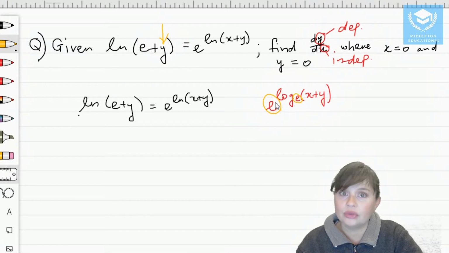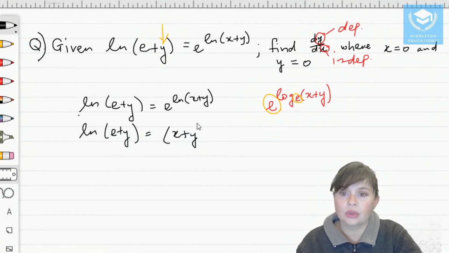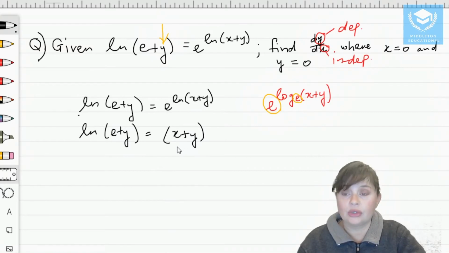And there's a rule for that, because if you have two bases that are the same, this simplifies into just that argument, x + y, which means that we have ln(e + y) equals, and that is just going to be x + y, like that. Okay. So now you've simplified your function as far as you can go.